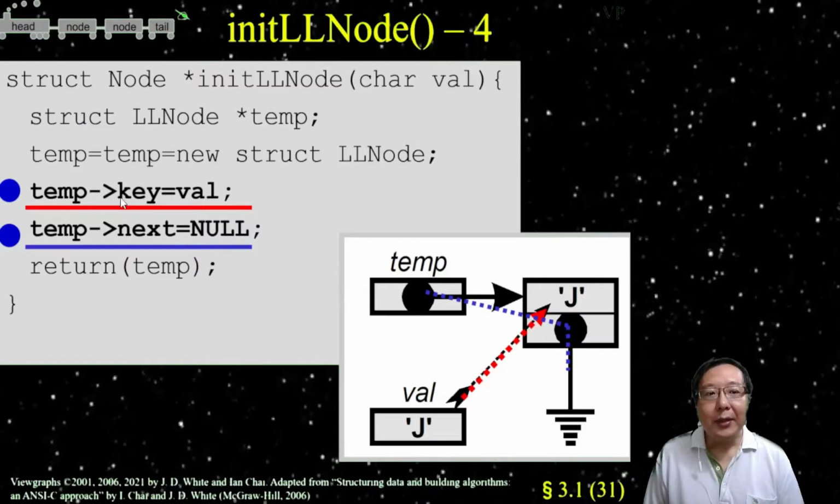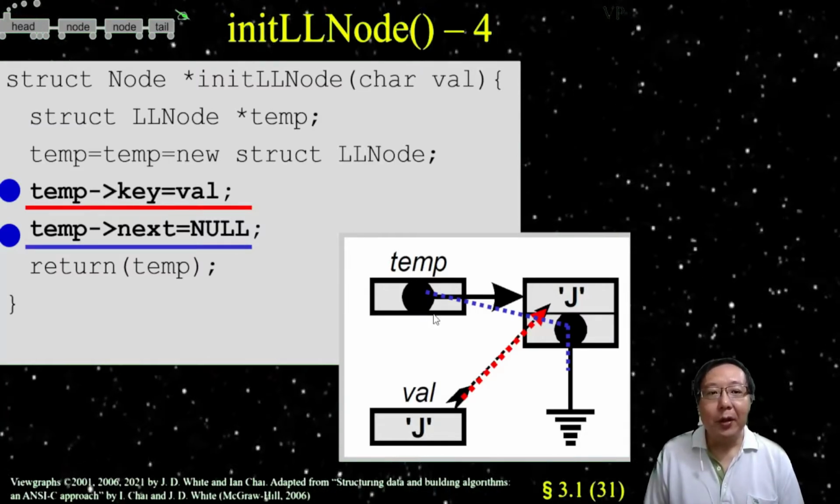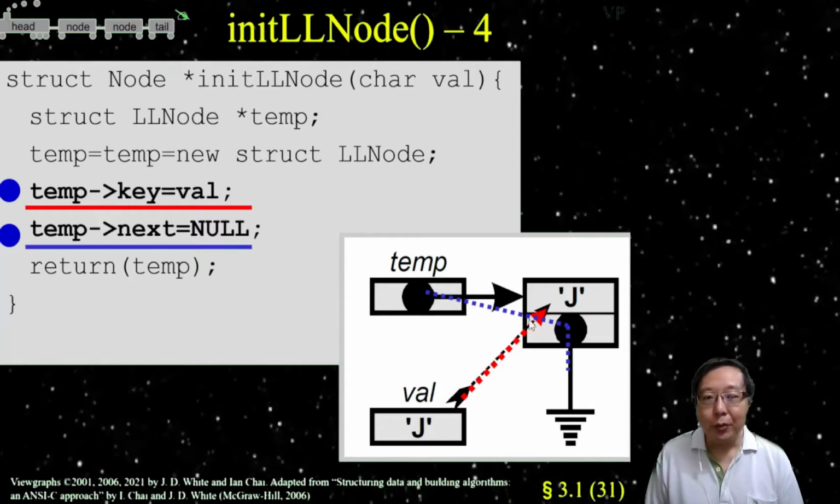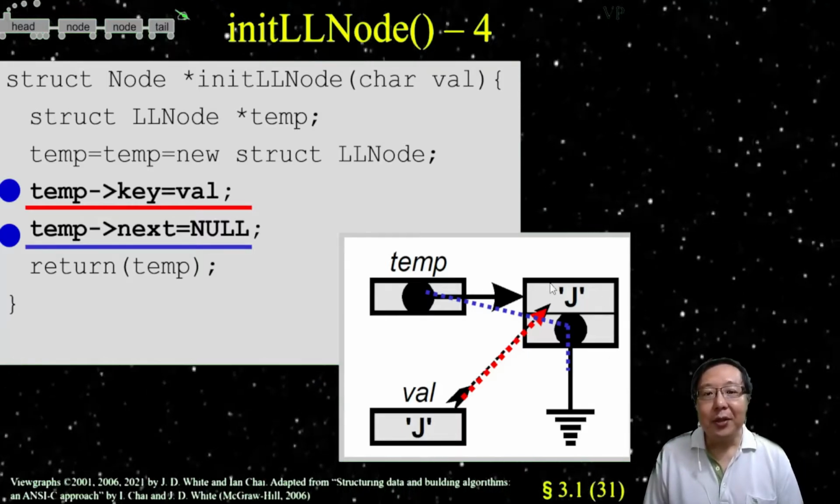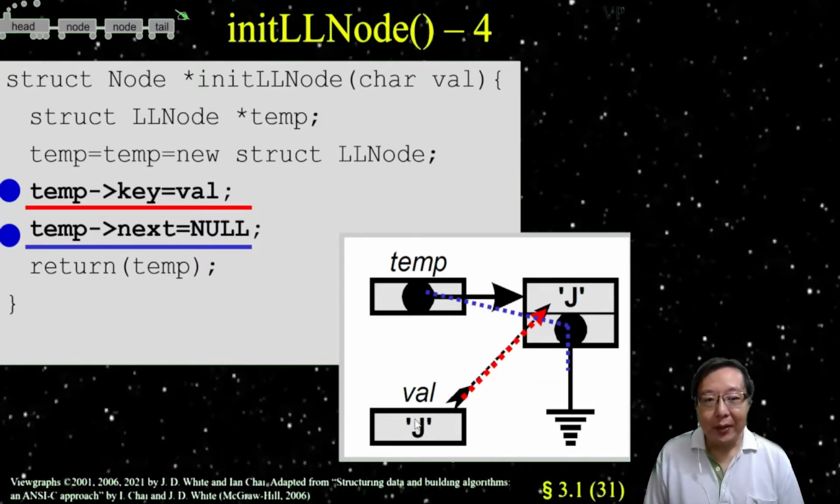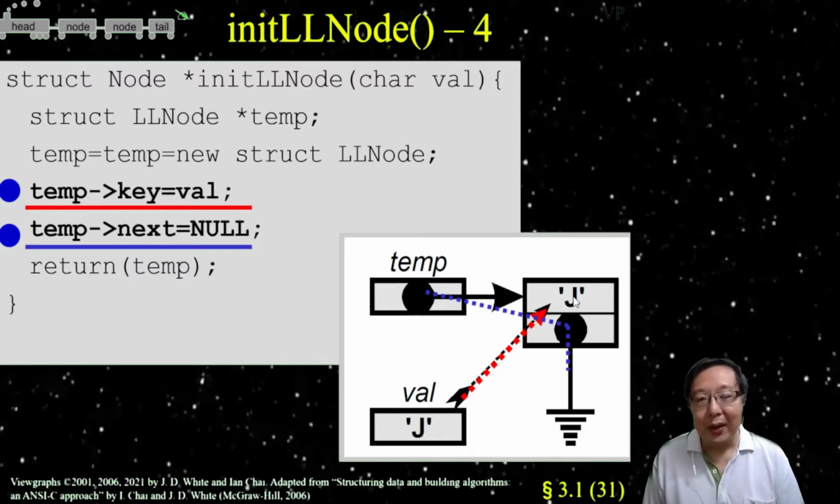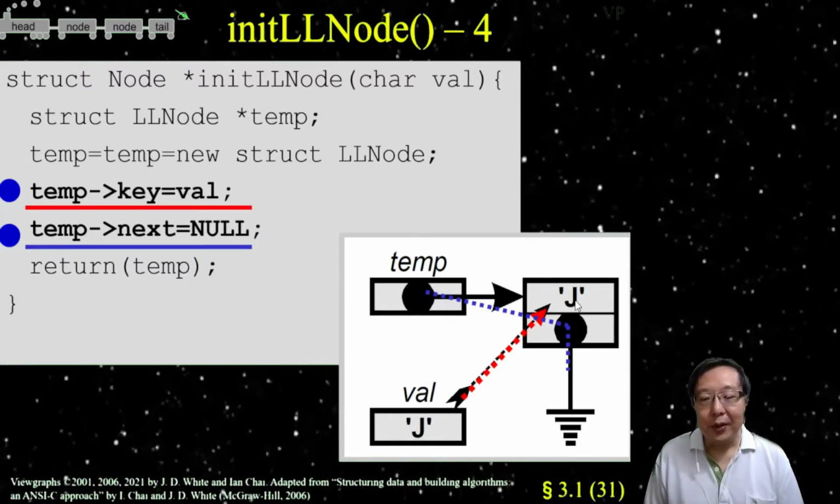Then we say temp arrow key equals val. What does that mean? That means look at temp, look at the node that it's pointing to, which is this node, and look at the key, which is this part, equals val. That means take the value of val and put it in there. So the value of val is j, so j gets put in there.